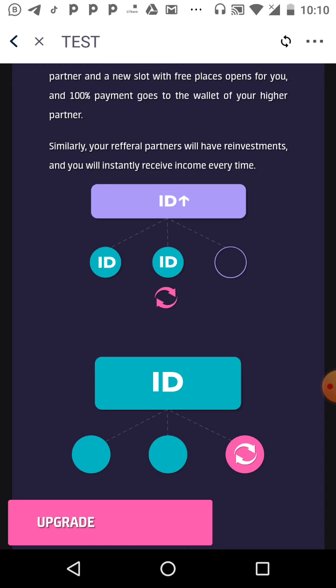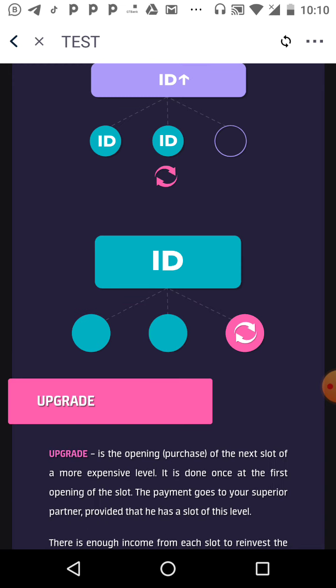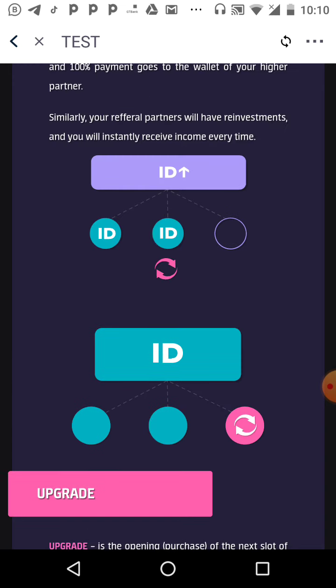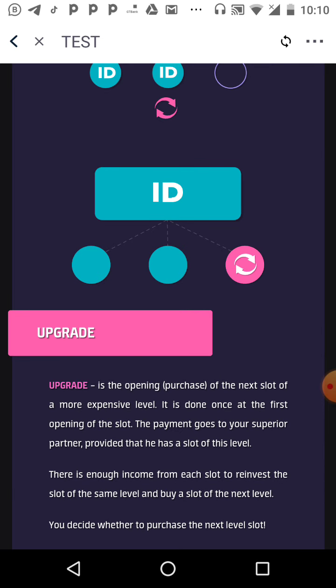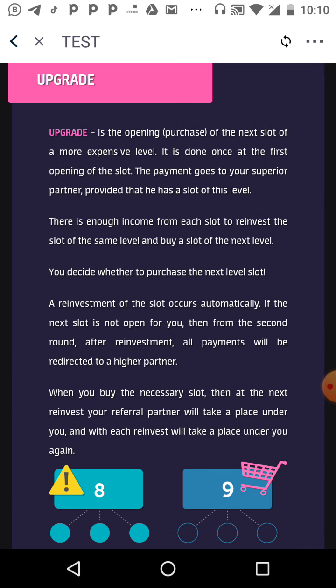So the IDs are here. ID 1, ID 2. ID 1 and 2, the payment goes to you and the other one reinvests you back. That's similarity with the X4 and X3. So let's talk about the upgrade. Upgrade is the opening purchase of the next slot of a more expensive level. It is done once at the first opening of the slot.